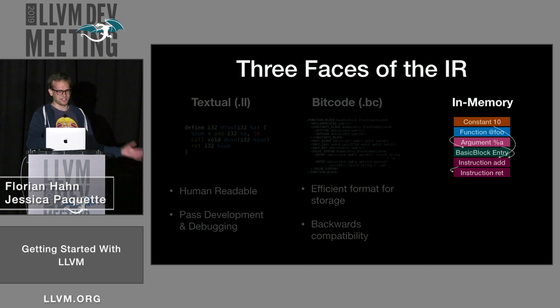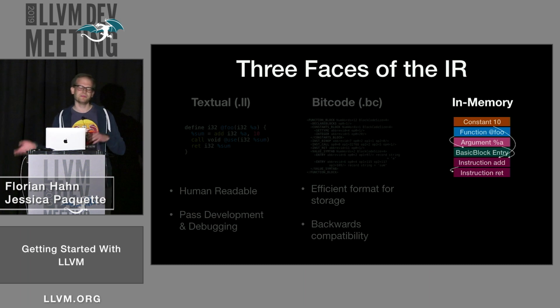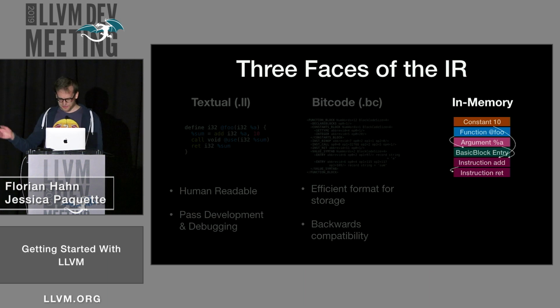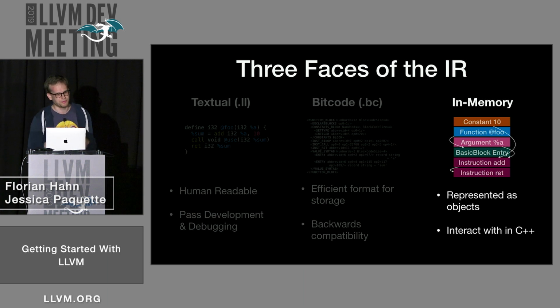And finally, there's also the in-memory representation, where all those different elements we talked about previously are mapped to classes, and then your program is basically represented as a set of objects. And this is really what we use to interact with the IR in C and C++ when we do our transformations.